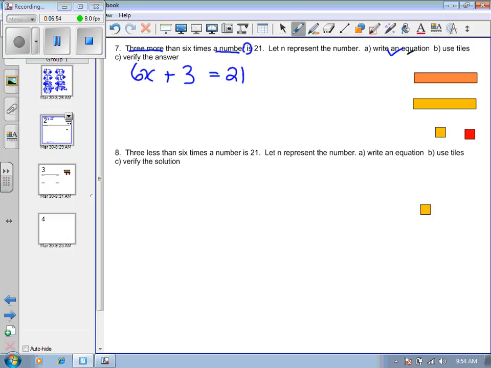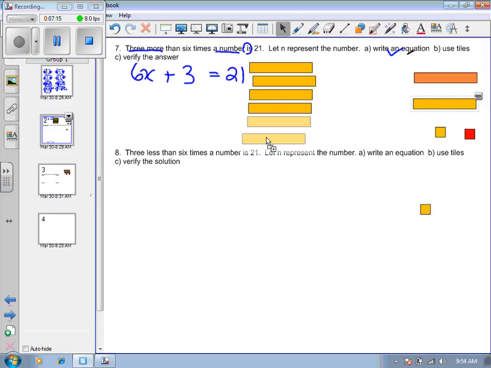It says use tiles to verify your answer. So I've got 6 x's on here. Yellow is always positive. Red is always negative. The long ones signify the variable. So I need 6 of these guys. 1, 2, 3, 4, 5, 6.